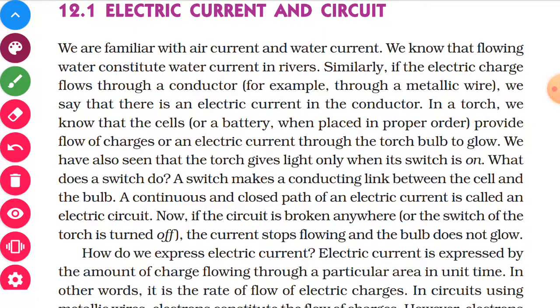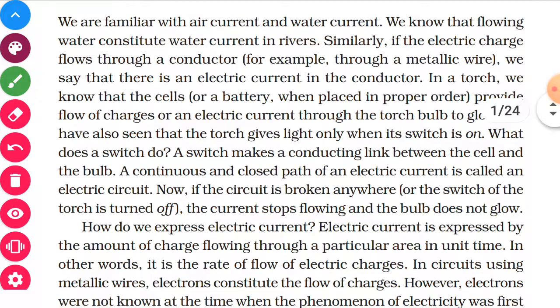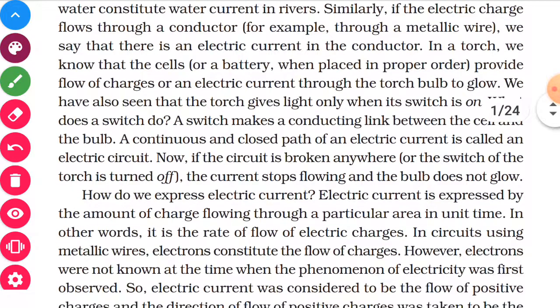Okay, we know that flowing water constitutes the water current in the river. Similarly, if electric charges are in motion or they are flowing in the conductor, or we can say in a metal wire, then we can say that the electric current is passing through the conductor. So, flow of electric charges is the flow of electric current, and the current can pass through the conductors only, that you know. Bad conductors like rubber, wood, they will not pass the electric current through it.